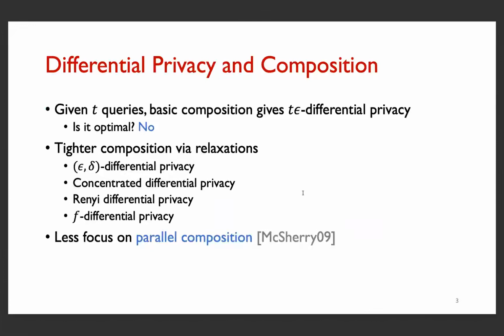So under basic composition of differential privacy, answering T queries consumes T epsilon budget. This is not optimal, and there have been various relaxations of differential privacy in order to find a tighter composition. Most of these works are on sequential composition, and less focus has been given to another form of composition called parallel composition.